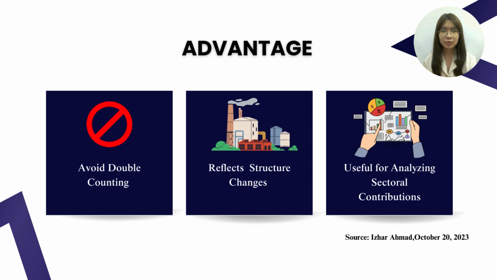The advantage of using the value-added method is to avoid double counting. By focusing on the value added at each stage of the production, it ensures that only the value contributed by each sector to the final product is counted. It can prevent the duplication of the economic output.